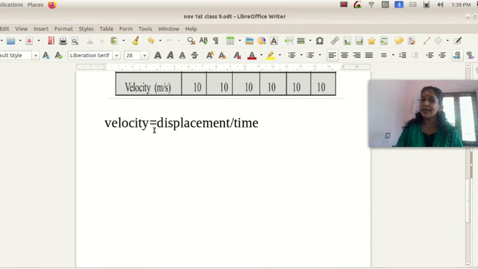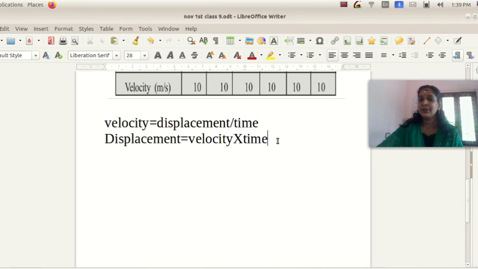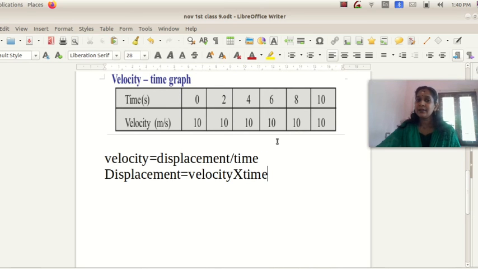So how can we get displacement? Displacement is equal to velocity into time. Velocity into time, isn't it? So find this yourself. We can discuss it in the next class. We are going to look at some slides.